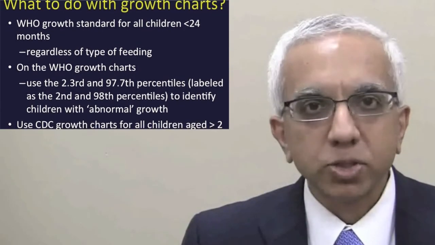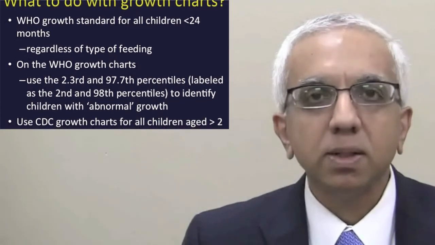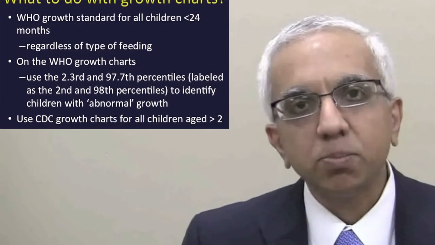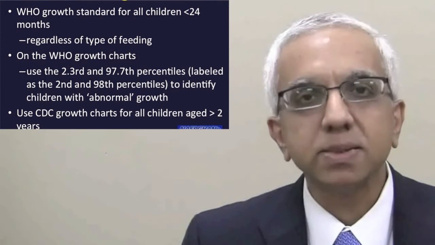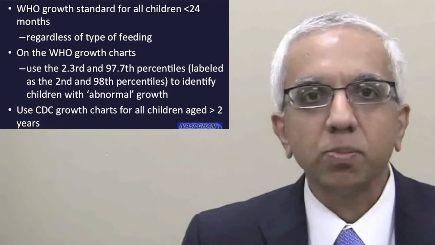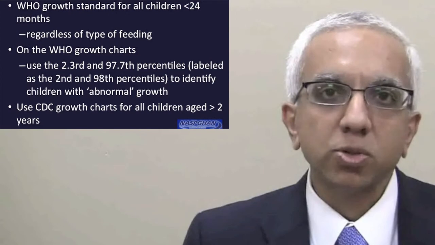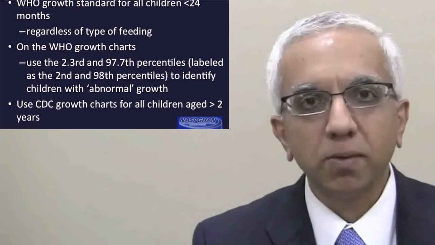When using the WHO growth chart, the 2.3rd percentile and the 97.7th percentile, which are labeled as the 2nd and 98th percentiles, should be used as indicators of abnormal growth. The CDC growth chart should be used for all children above the age of 2.